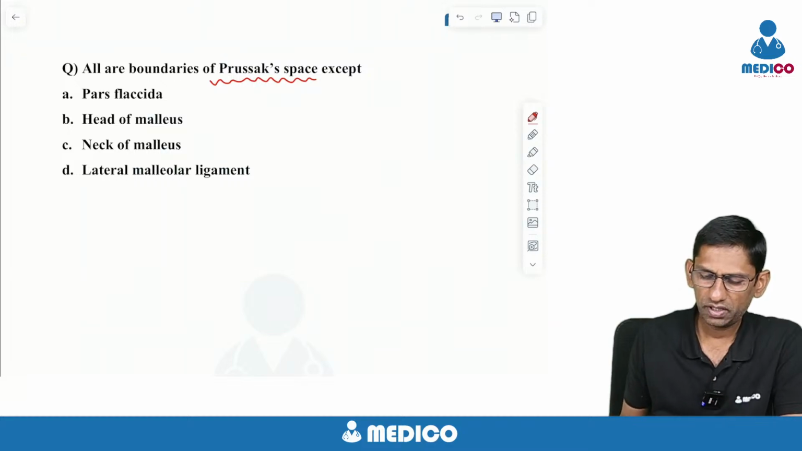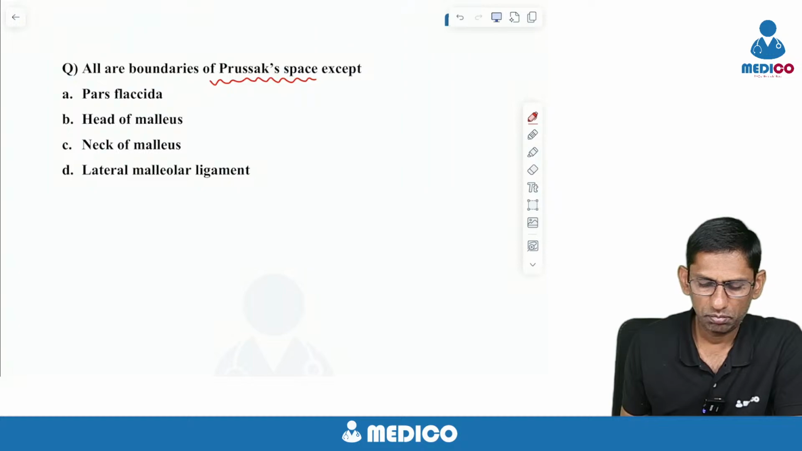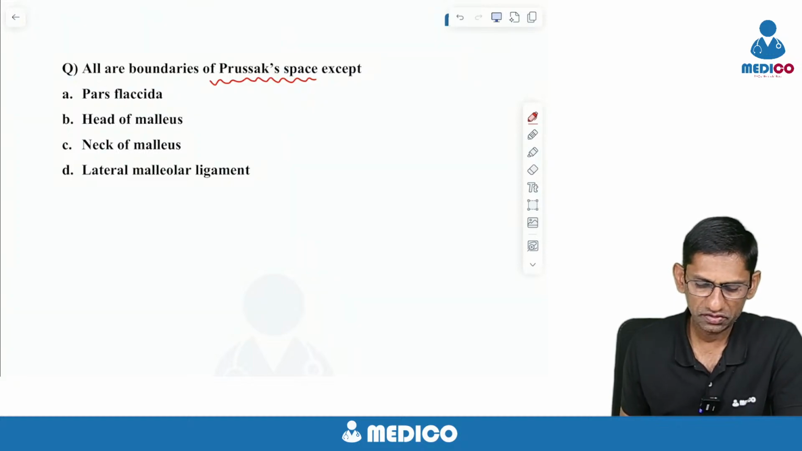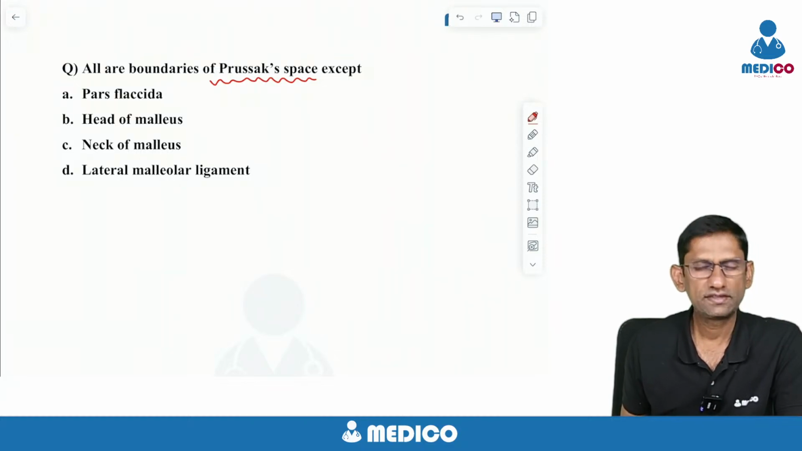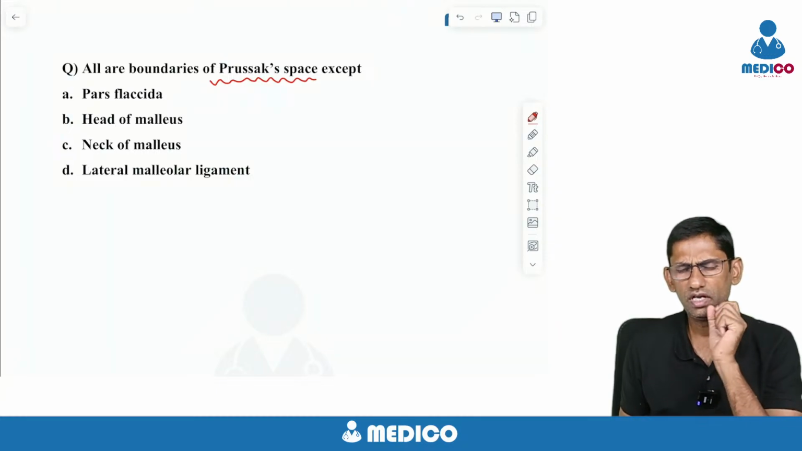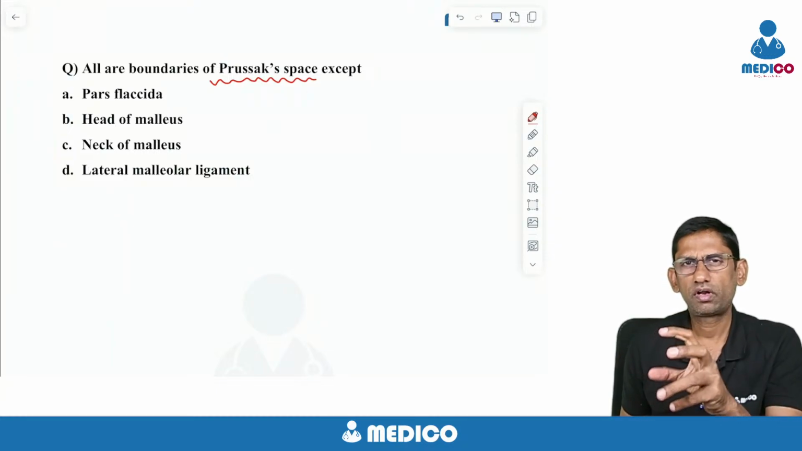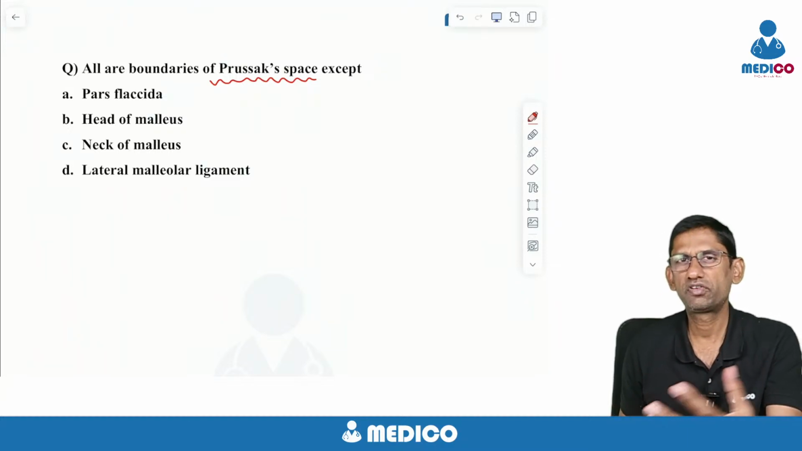Prussak's space is quite important in the ear. We have to remember that all of these are boundaries of Prussak's space except pars flaccida, head of malleus, neck of malleus, lateral malleolar ligament. So the answer is, it is a space in the epitympanum, a very small space, and this space is very important for the initiation of cholesteatoma formation, and from there it spreads into the middle ear.